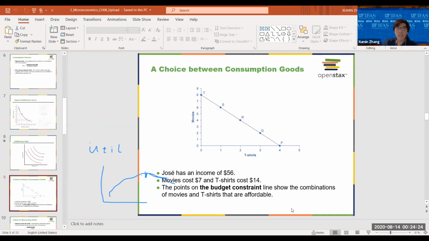All right, so in this case we are talking about the movie and the t-shirt, okay? That means we can choose to spend, and that's another assumption, that we want to spend all of our money, okay? Don't talk about saving at this moment. It's not relevant. So we spend all of our money. We can choose point T to spend all of our money on the movie, or we spend all the money on the t-shirt. In this case, we assume that the income is 56.